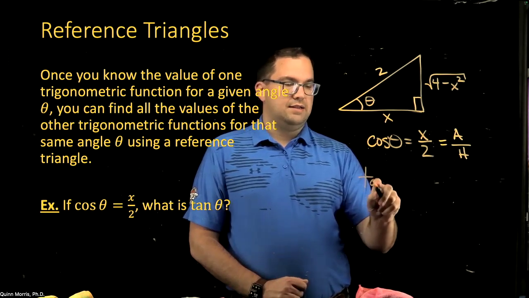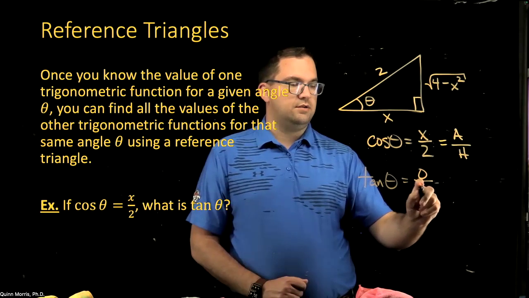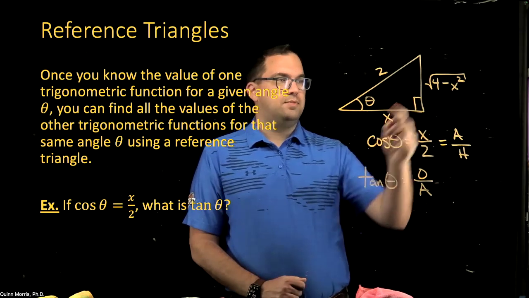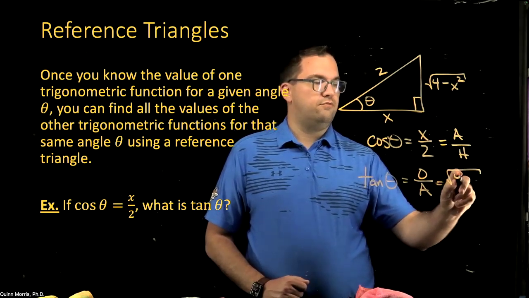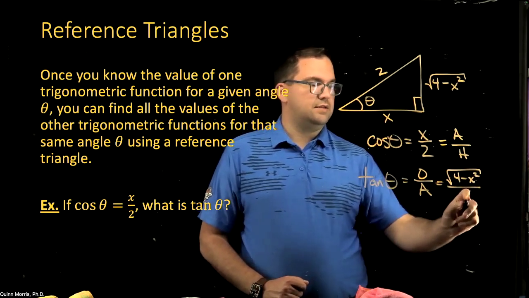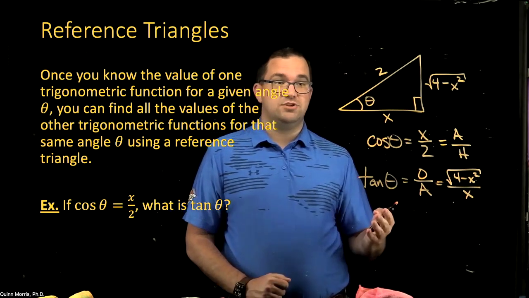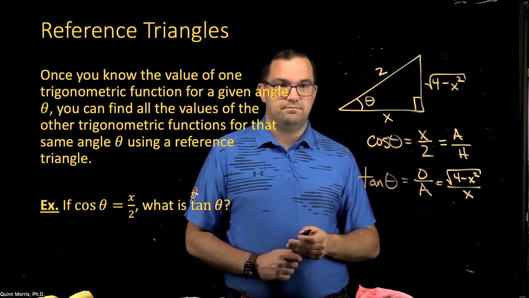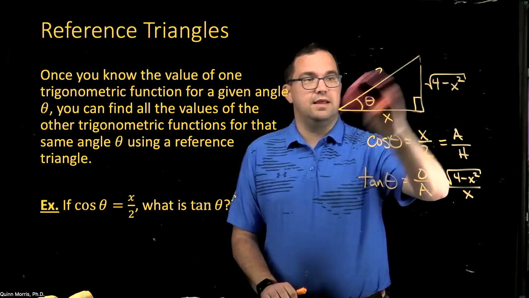Now I want to calculate tangent of theta. And I can recall here that tangent is the ratio of the opposite and adjacent sides. The opposite side to the angle theta is the square root of 4 minus x squared. And the adjacent side to the angle theta is x. And so again, I'm able to figure out the value of tangent theta based on my knowledge of the value of cosine of theta. Okay. Again, this is going to be helpful in simplifying some problems later.